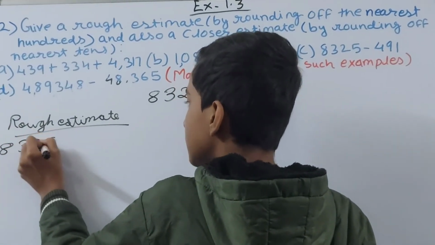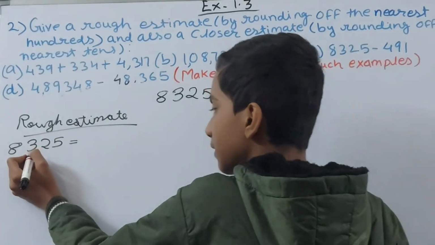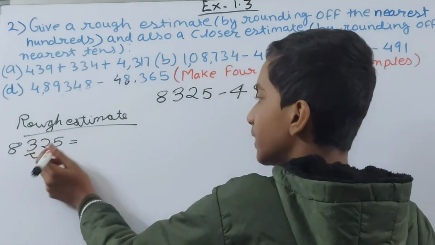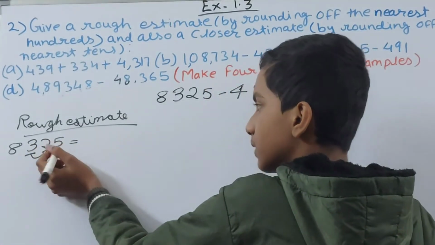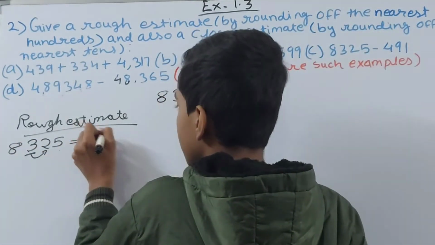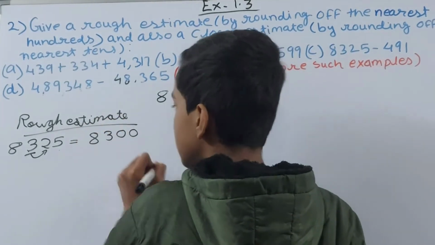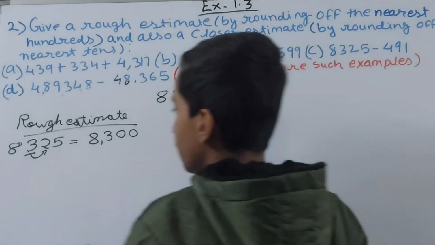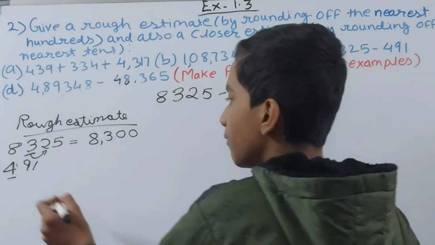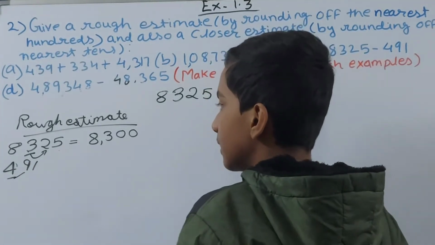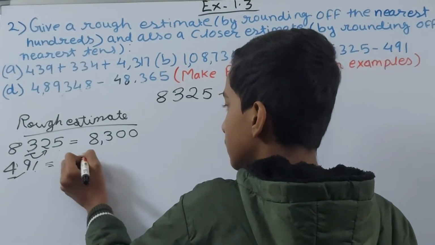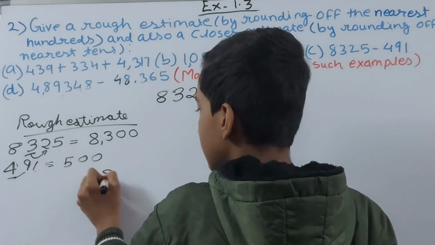First, we have 8,325. In the rough estimate we round off to the nearest hundreds. Here it is the hundreds place, move to tens place, we get 2. So 2 and 5 will turn to 0, nothing will be added to this 3. So that is 8,300. Next we have 491. Again, 4 is at the hundreds place, move one place back, so we get 9. That means 9 and 1 will turn to 0, but we will add 1 to 4, so that is 500. Now we will subtract them.